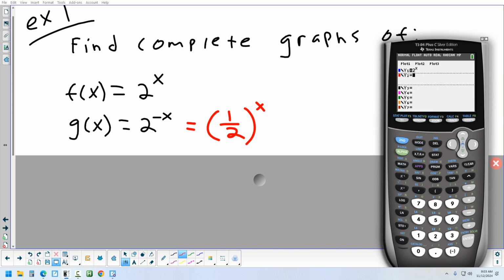And once we graph both of them, what I want to focus on is the domain and the range of each of them. Okay, so you could type in 1 divided by 2 in parentheses, or if you want to avoid parentheses, just do 0.5 to the x. And do zoom 6. Okay, so 2 to the x we already saw. And now you're going to see 1/2 to the x.